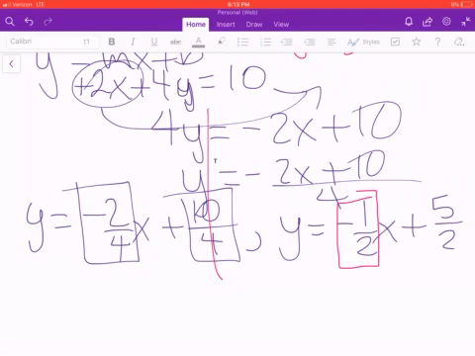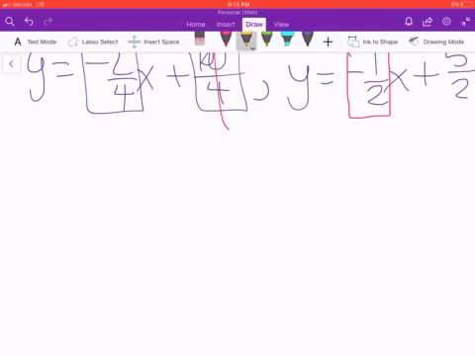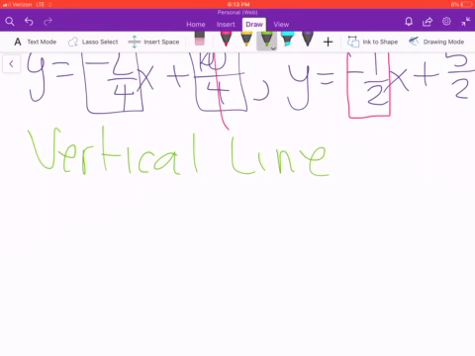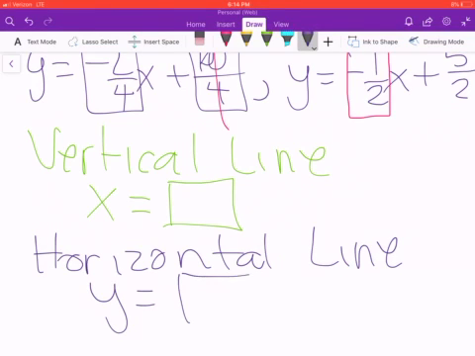Okay, so something else that is on your test, please know the difference between, and I'm going to know who watched this video because it's going to be very obvious. A vertical line and a horizontal line. Vertical lines are the ones that say x equals a number. And then we also have horizontal lines. Horizontal lines are the ones that are given by the equation y equals a number.